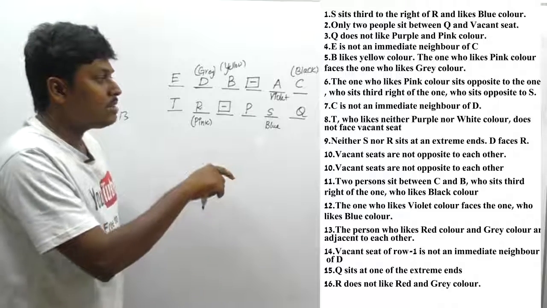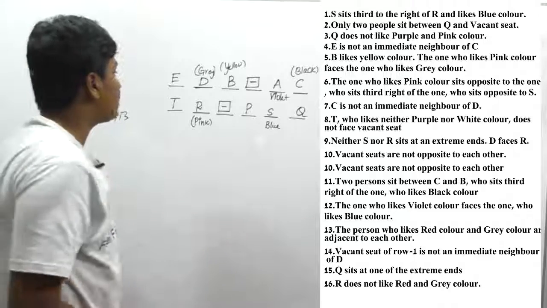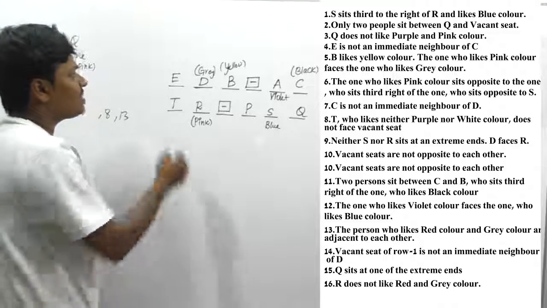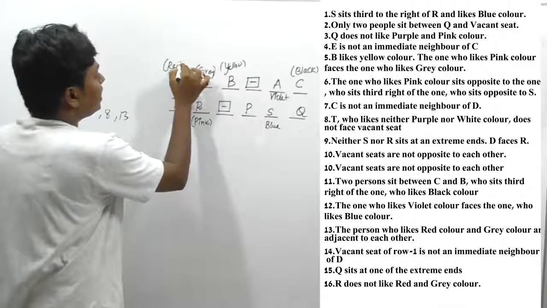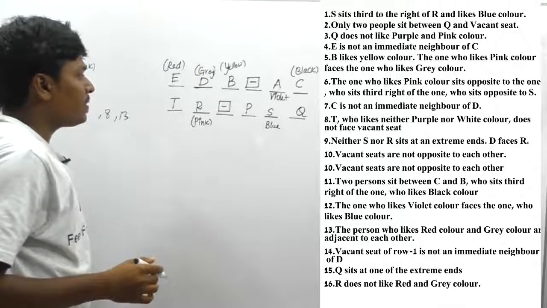13th point. The person who likes red color, grey color are adjacent. Red and grey are adjacent, friends. I can say that definitely this must be red color. Friends, I think we are going to complete this arrangement.